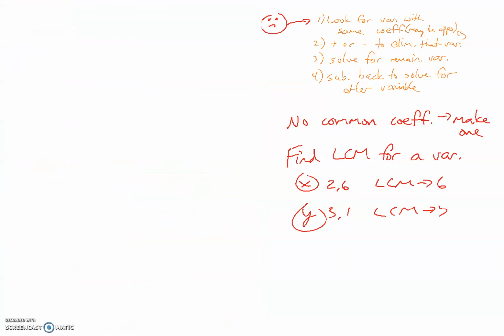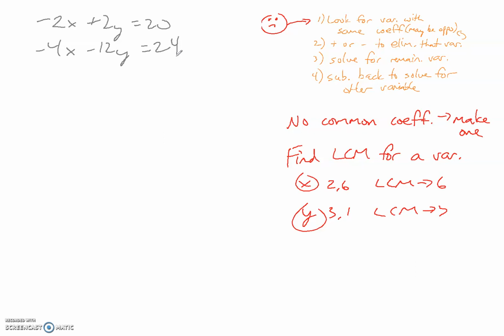Okay, so let's try it with these ones. Let's try negative 2x plus 2y is equal to 20. And we've got negative 4x take away 12y is equal to 24. Okay, so none of my coefficients match up. So I'm going to change one of them.